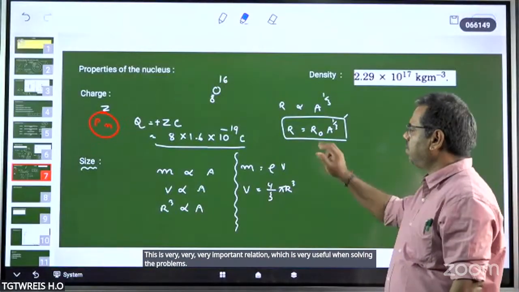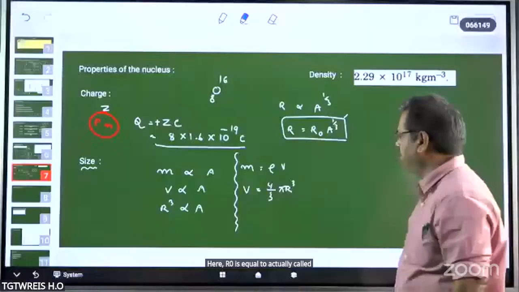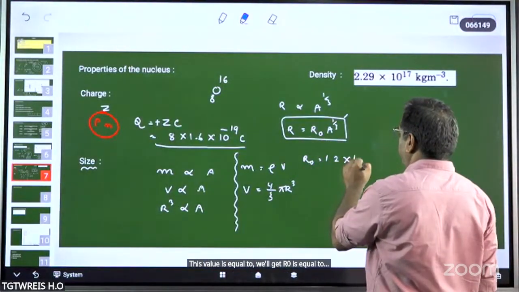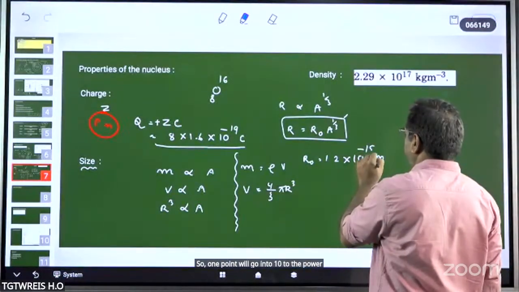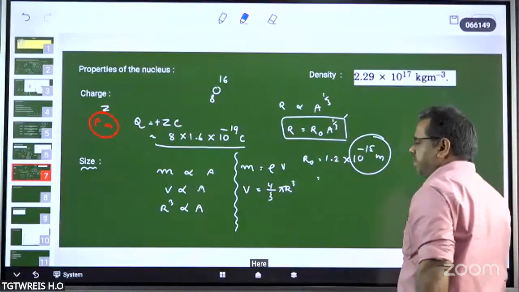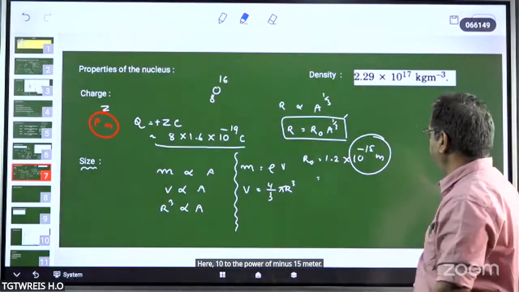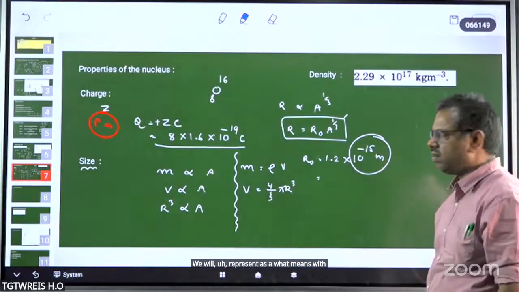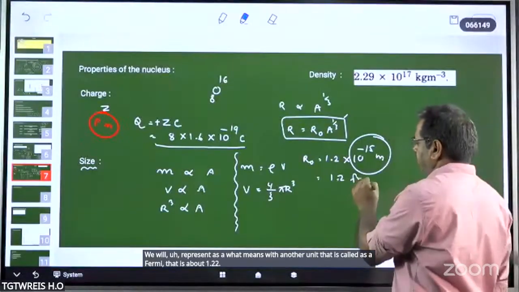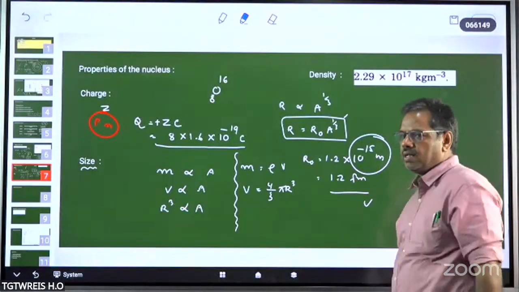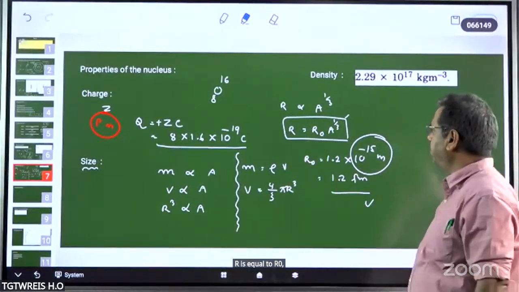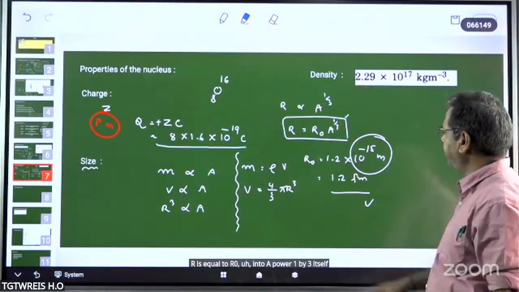Here R naught is called a constant. Its value is R naught is equal to 1.2 into 10 to the power of minus 15 meters. Here 10 to the power of minus 15 meter we represent with another unit called a Fermi, so that is about 1.2 Fermi. So this is the radius of the nucleus, R is equal to R naught into A power 1/3 itself. So this is very, very important.